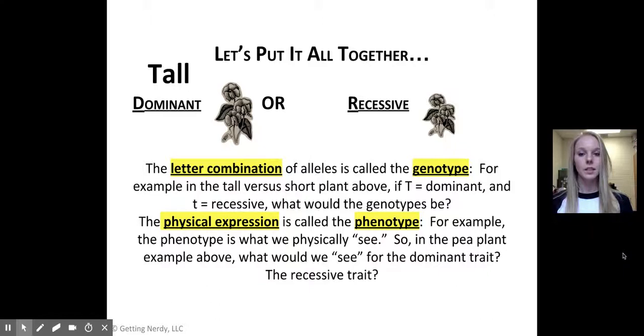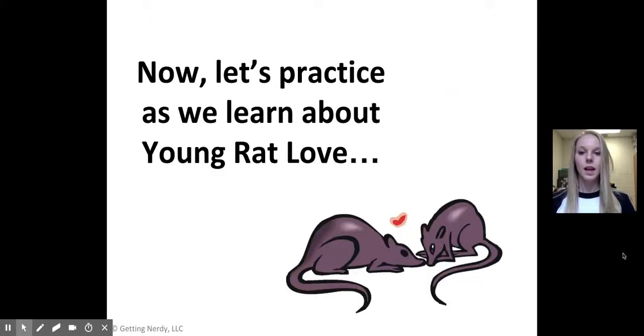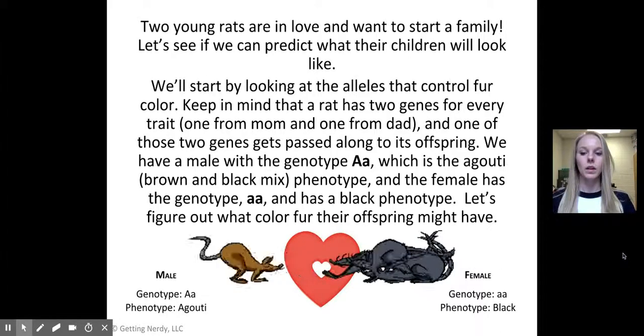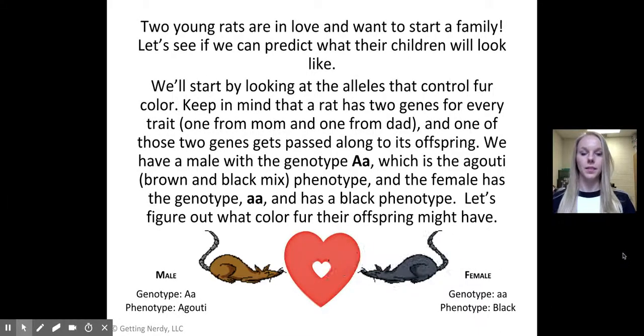Tall, and the recessive trait would be short. Now we're going to practice as we learn about young rat love and apply this to Punnett squares that you learned about back in middle school. We're going to do this example together.